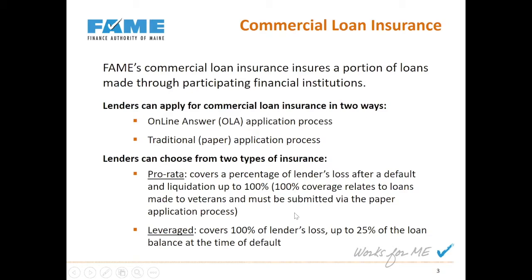Pro rata covers a percentage of lender's loss after default and liquidation up to 100%. I'd like to note the 100% coverage relates to loans made to veterans and must be submitted via the paper application process. If you're requesting 100% insurance for a loan you're making to a veteran, this cannot go through OLA. Leverage covers 100% of the lender's loss up to 25% of the loan balance at the time of default.